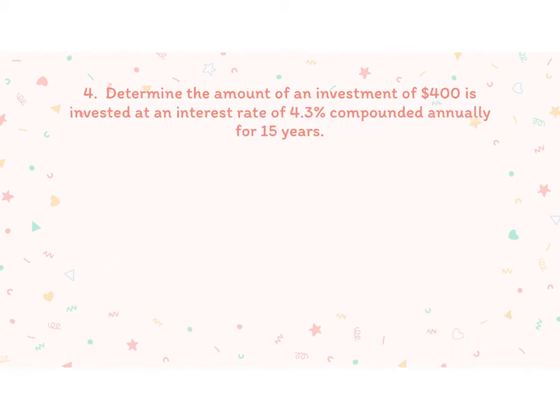All right, here's number 4. Again, practice this on your calculator with me. So I start with an investment of $400. That's my principal. I'm investing it at an interest rate of 4.3%. That's my interest rate. I move my decimal back 2 places. So R is equal to 0.043.